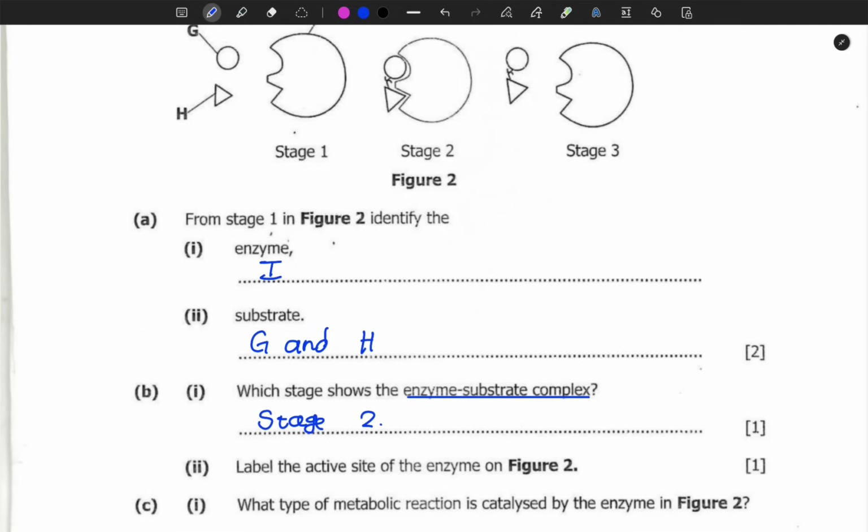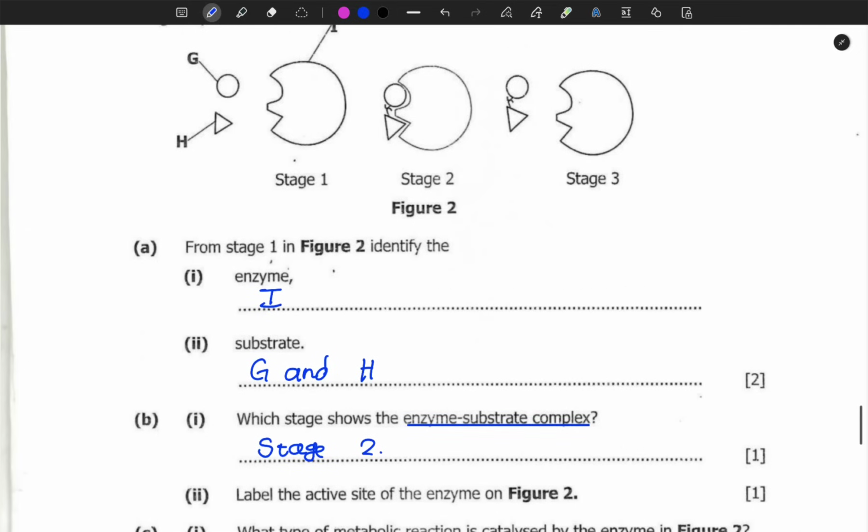Now label the active site of the enzyme on figure 2. The active site is a position on enzymes where the substrate fits the enzyme. So here we can see we have two active sites, because these two regions are where these two substrates will fit.